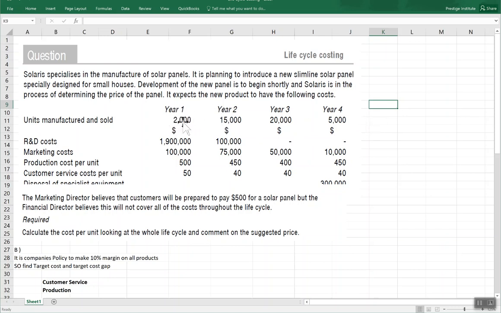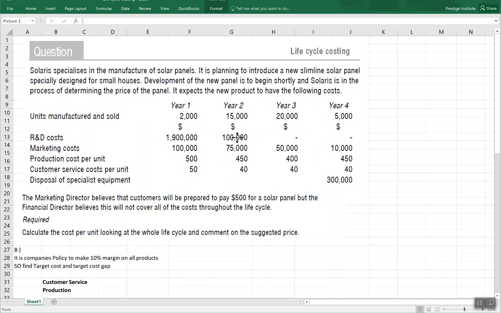And you can see in the first year, the units are not as much. In second year, it increases. In third year, they are the highest. And in fourth year, they decrease. And then it doesn't go to the fifth year because obviously it will be so much less.